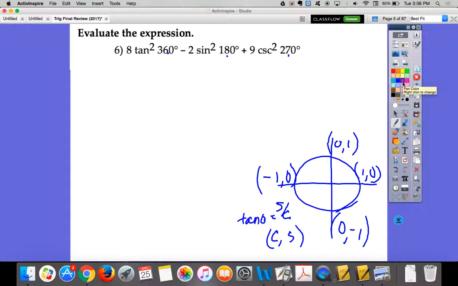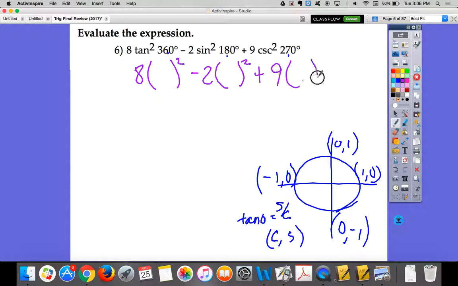I would structure this first because you got a bunch of squares going on. We have 8, and then it's going to be tangent 360 squared minus 2, and then we're going to have a value squared, and then we're going to have 9, and then we're going to have a value squared. So I'm just translating all these squares down there. So once I evaluate tangent 360, I can just place those values in there.